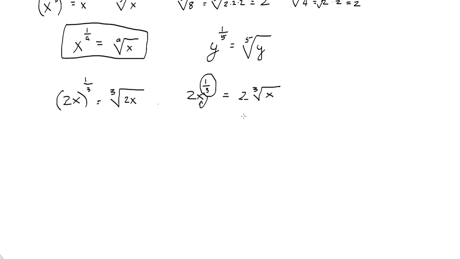This actually is more of an issue when you start going the other way, when you start going from radical form to fraction exponent form. Let's do one or two of those. What if I said I had, let's say, the 6th root of 5n.